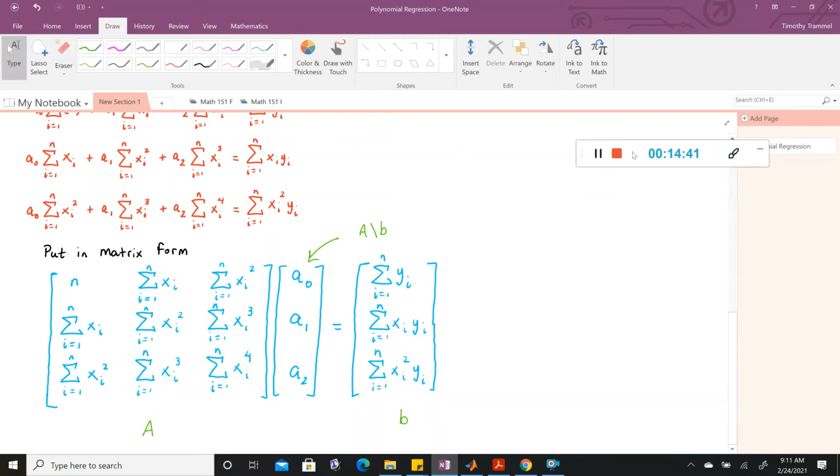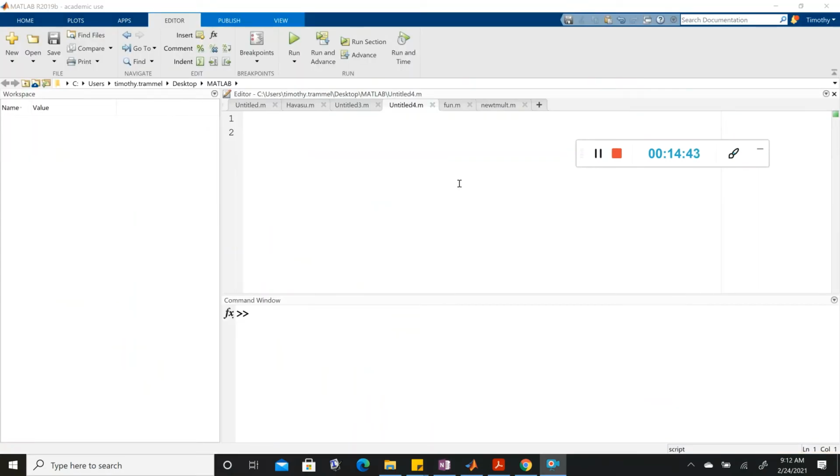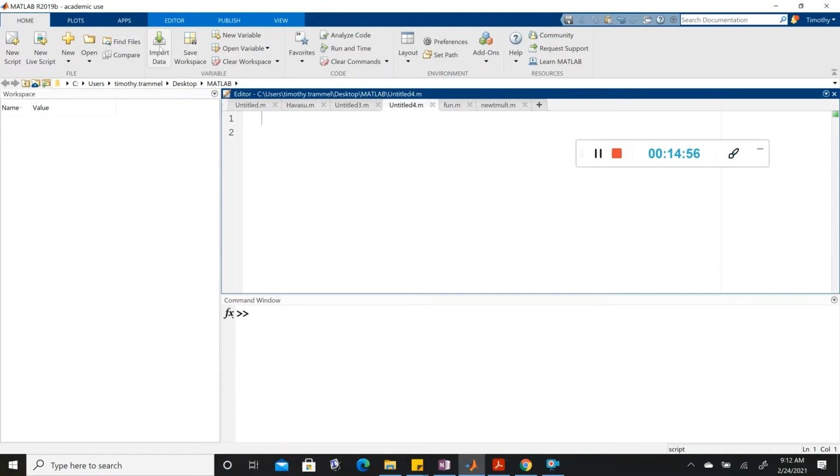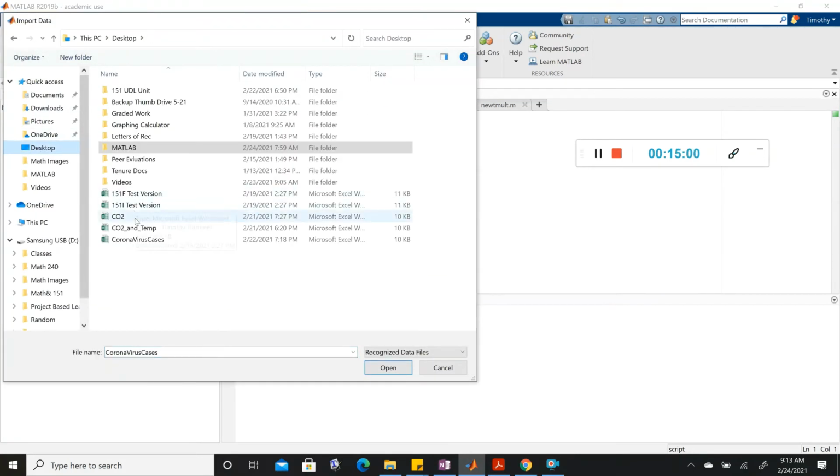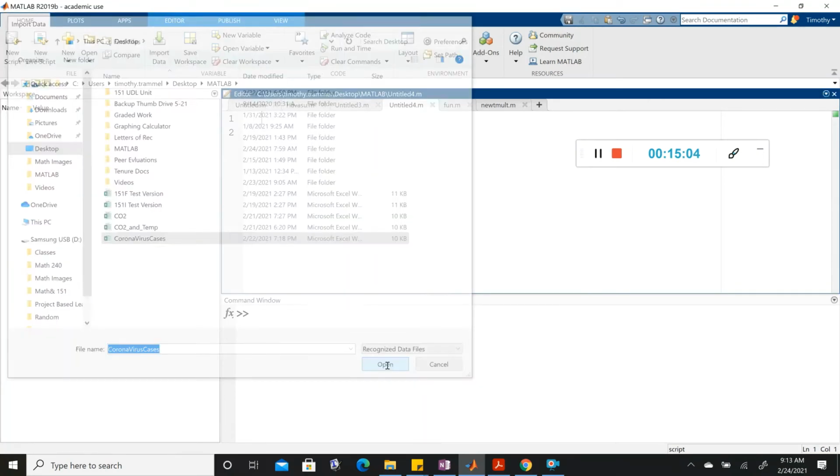So let's go ahead and switch over to Matlab. Let's begin by importing our data here. We're just going to use that coronavirus data that we were looking at the other day. Let's go ahead and hit home and then import data, and I am going to input this coronavirus cases data.